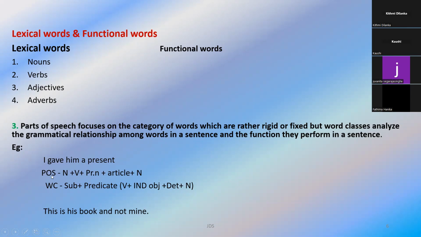Now see, I gave him a present. According to the parts of speech, you have a noun, I. You have a verb, gave is the verb. Then you have the him, pronoun, article, present, noun. Right? So the traditional point of view will view this sentence like this. Each word in this sentence will be classified or categorized like this.